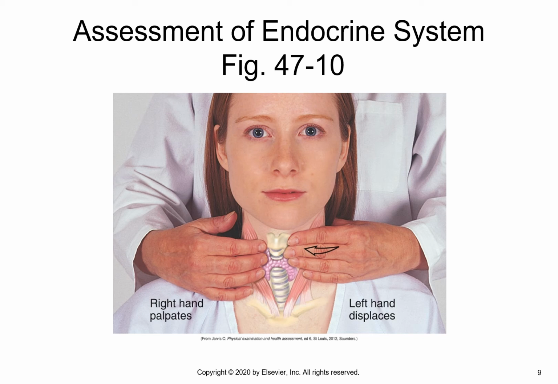Auscultate the lateral lobes of the enlarged thyroid gland with a stethoscope bell to hear a bruit, a soft swishing sound that can occur with a goiter or hyperthyroidism.